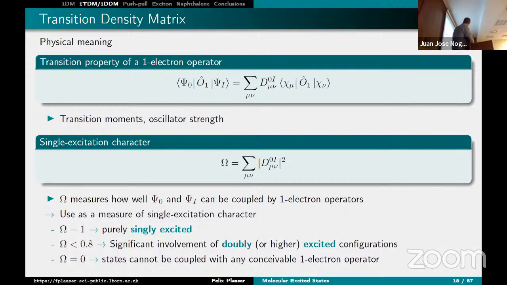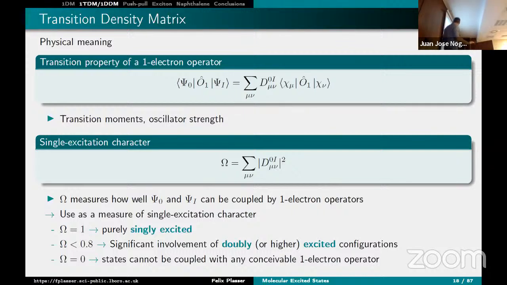So maybe the easiest way to see this is if this value is 0, then as a consequence all of the transition density matrix has to be 0, and then any transition property of a one electron operator has to be 0. Or, more generally, we can use omega as the propensity of the two states to be coupled by a one electron operator.